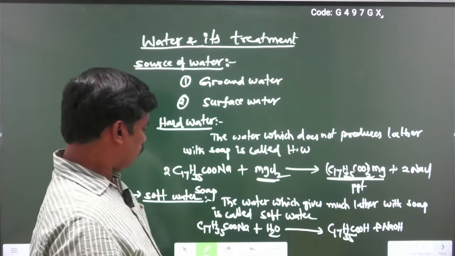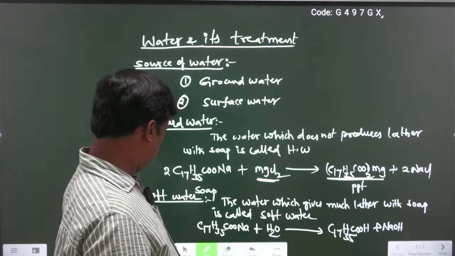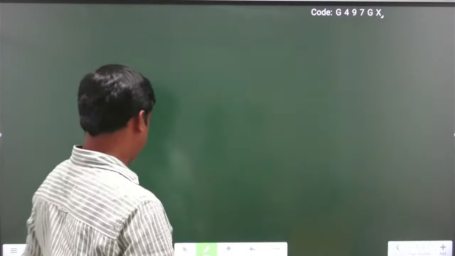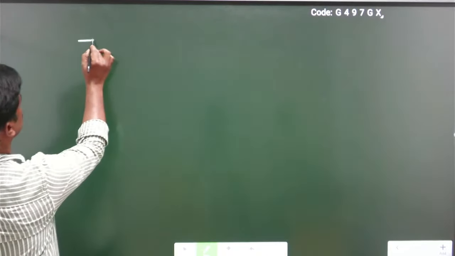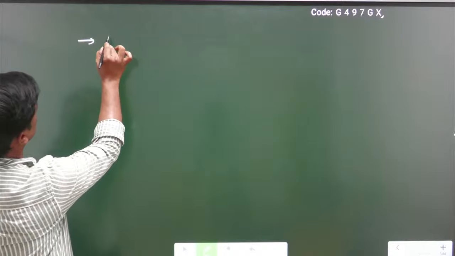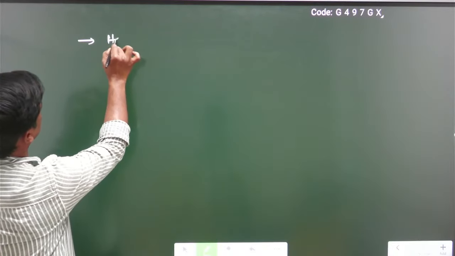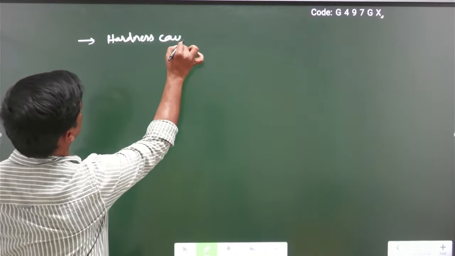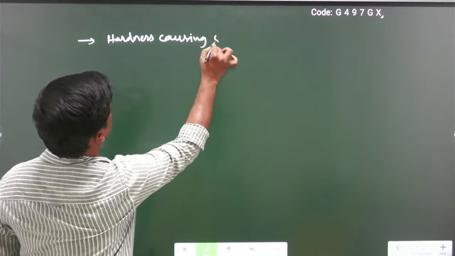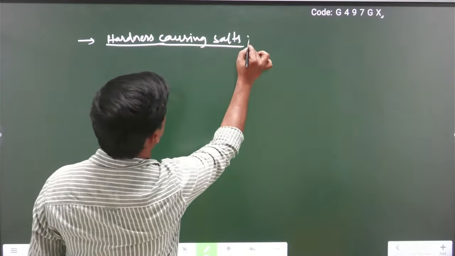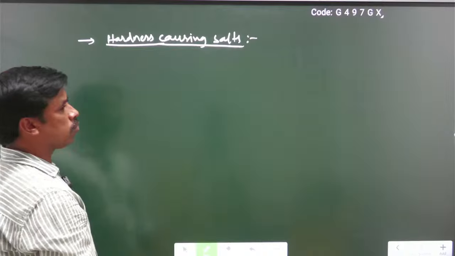Next I am going to explain types of hardness of water. First, hardness causing salts. Then after that I would like to explain types of hardness of water.